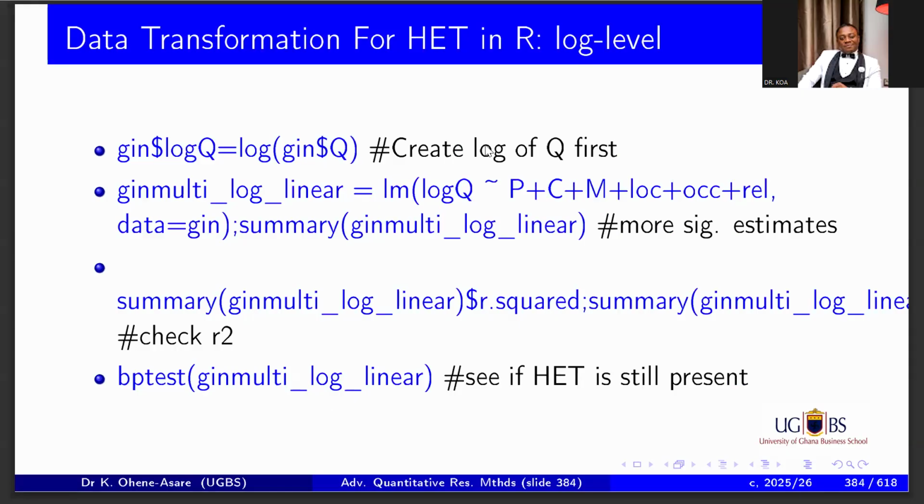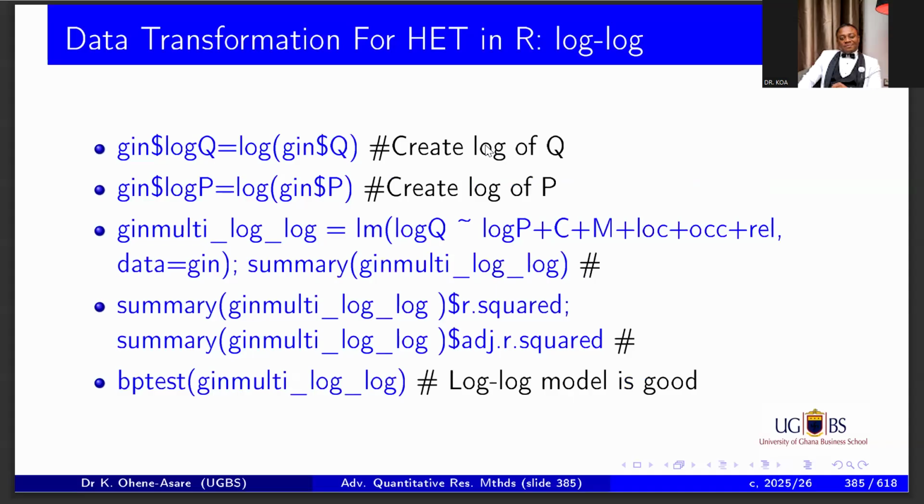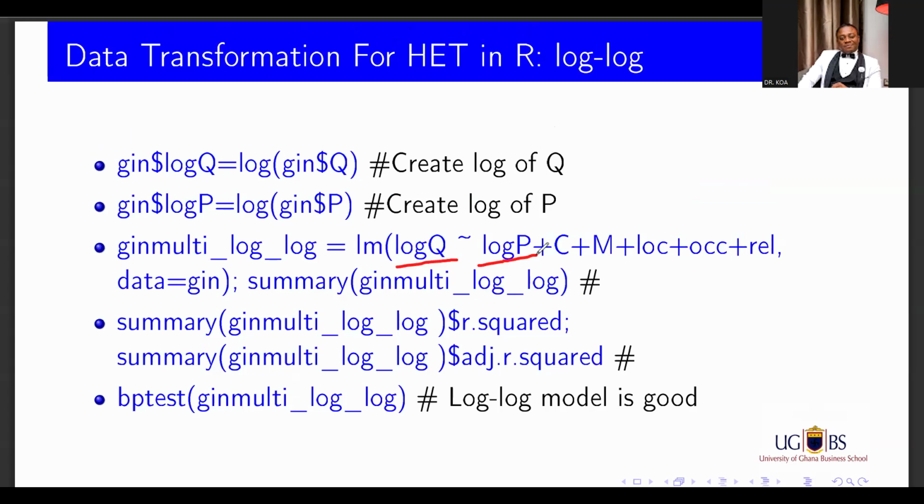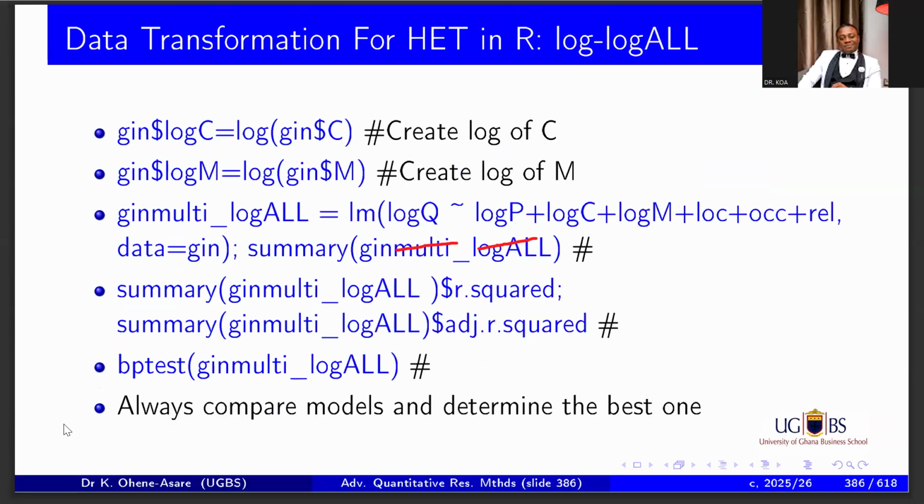This is another one. This is one where you create the log for the kill, and you create the log for the P. And now you see this one here, you do log log. So you take the log of the kill and take the log of the P. Everything else remains the same. And then you see the results. Once again, you check the results against the previous. What results are you checking? R square, adjusted R square.